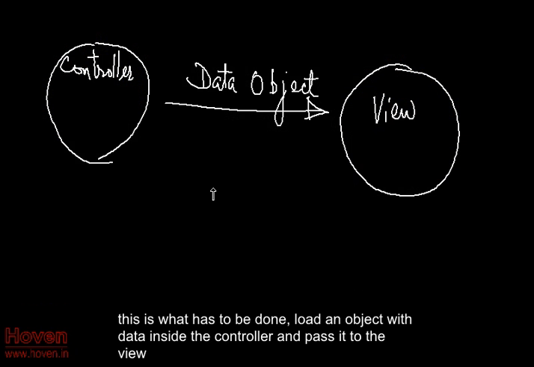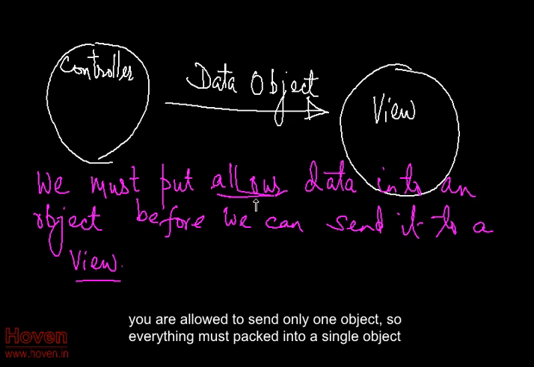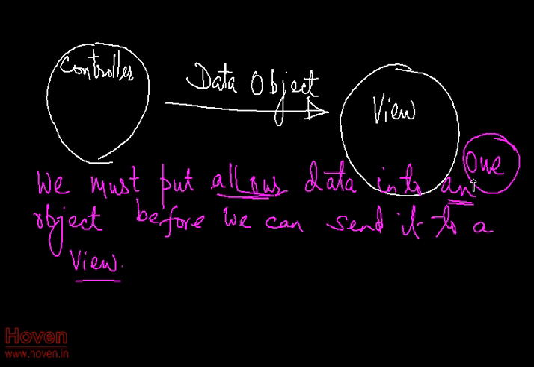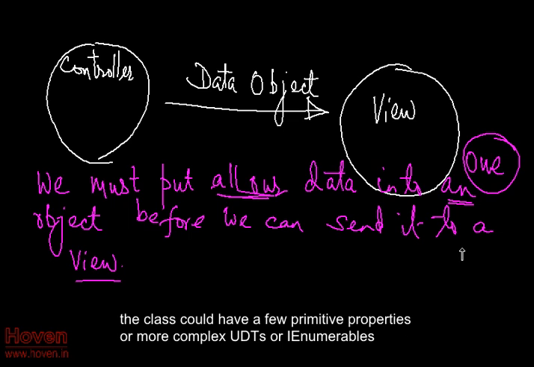This is what has to be done: load an object with data inside the controller, and pass it to the view. You are allowed to send only one object, so everything must be packed into a single object. We can pack virtually any amount of data into one object by a proper design of the class. The class could have a few primitive properties or more complex UDTs or enumerables.